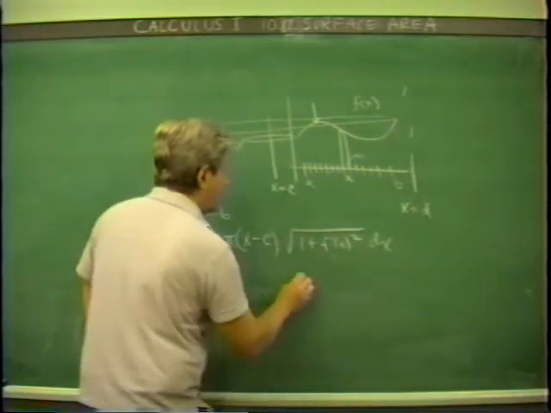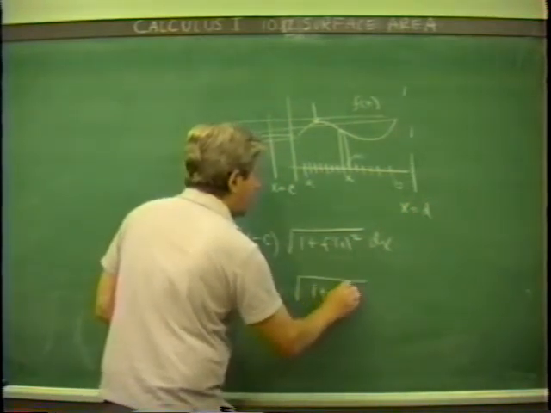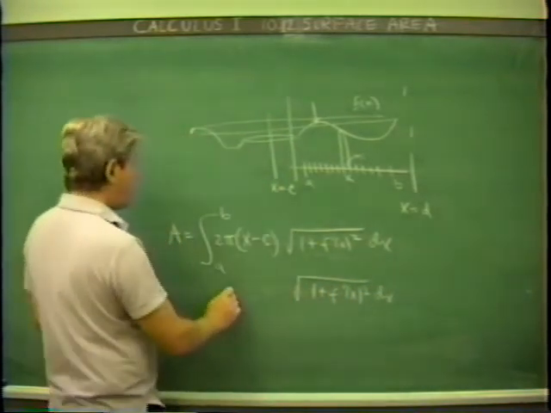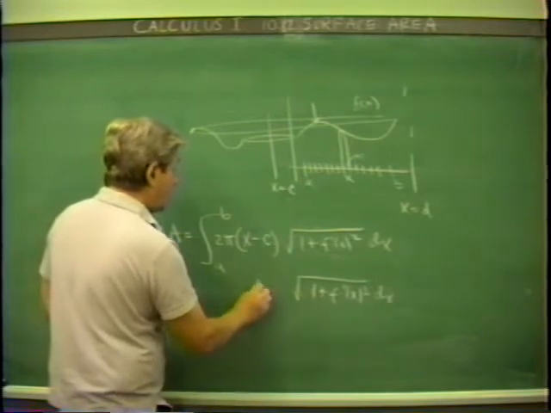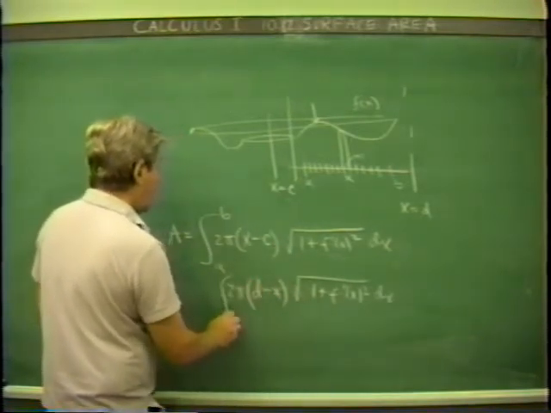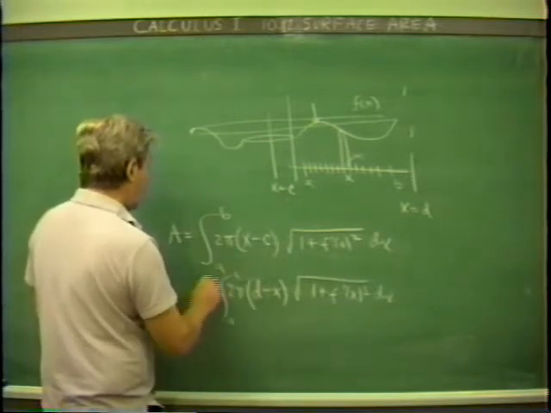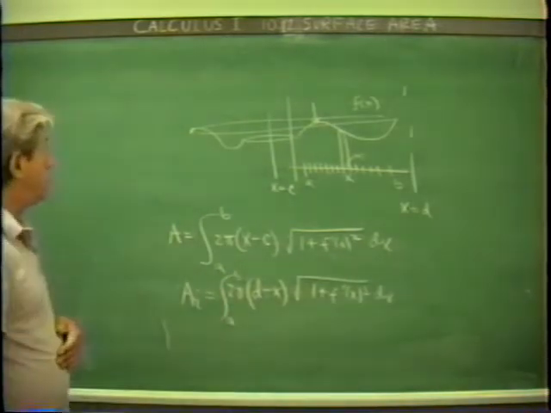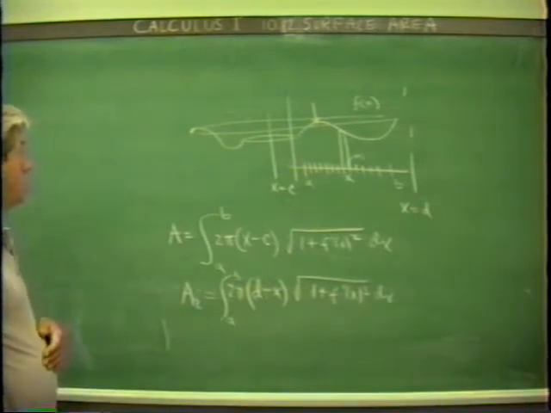Right? Likewise here, if we wanted to rotate around x equals d, we would have the same square root of 1 plus f prime of x squared dx, except now here, d minus x would be the radius. We would multiply that by 2 pi and integrate that from a to b. And this would be the second surface area.